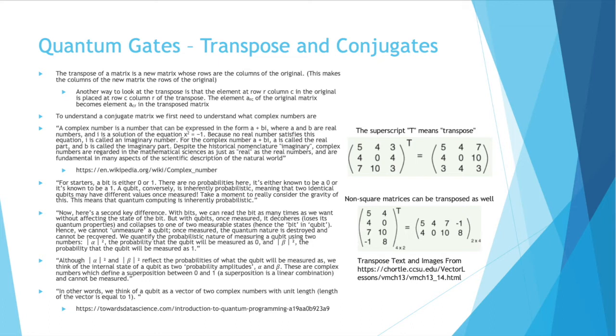But a qubit is inherently probabilistic, meaning that two identical qubits may have different values once measured. Quantum computing, you have to think about in terms of probabilities. When talking about the probabilistic nature of measuring qubits, two numbers are used: the absolute value of alpha squared, which is the probability that the qubit will be measured as 0, and the absolute value of beta squared, the probability that the qubit will be measured as 1. These are both probabilities. But once the qubit is measured, we know what it is.